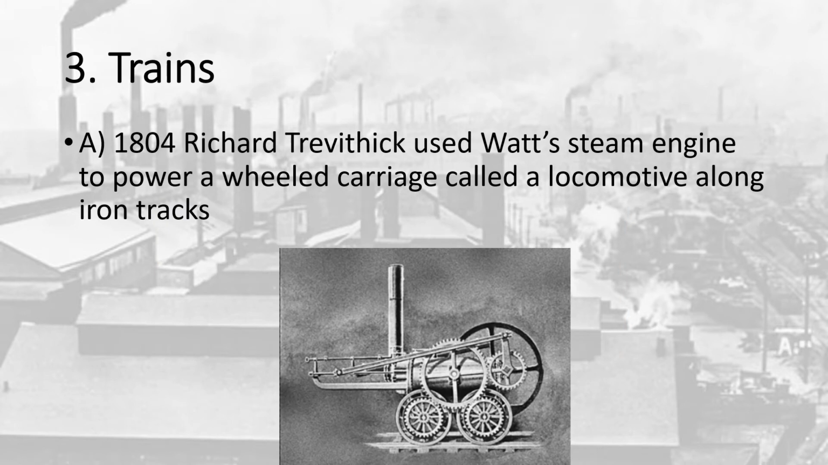However, the canals were overshadowed by trains. So in 1804, Richard Trevithick used Watt's steam engine to power his wheeled carriage called a locomotive along iron tracks. So it's important to know that even though canals were huge at the time, as soon as the steam engine came out, this overshadowed all the progress they had done on canals.